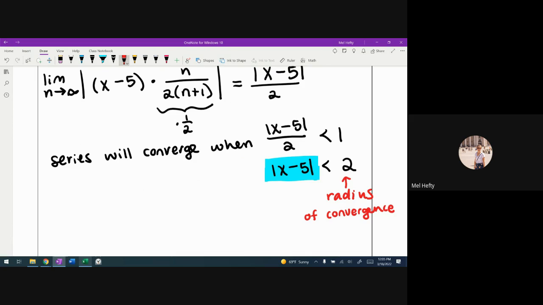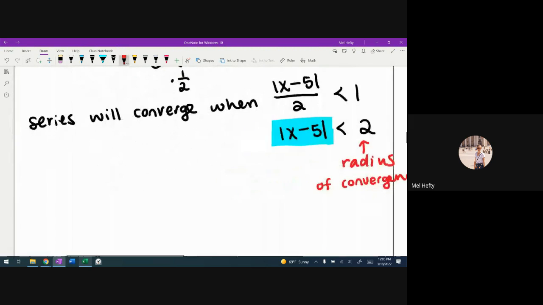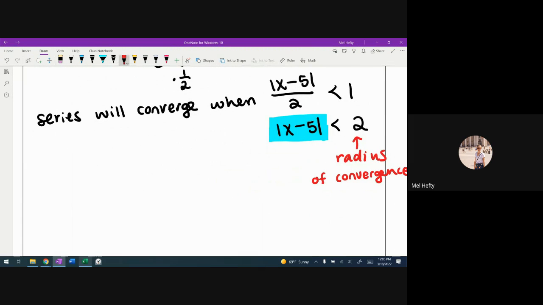All right, so the cool part is we're done with our ratio test. The sad part is we're probably about halfway done with finding the interval of convergence. So if we were asked for the radius of convergence, we're pretty much done. For the interval of convergence, the part we need, it's a little bit confusing.